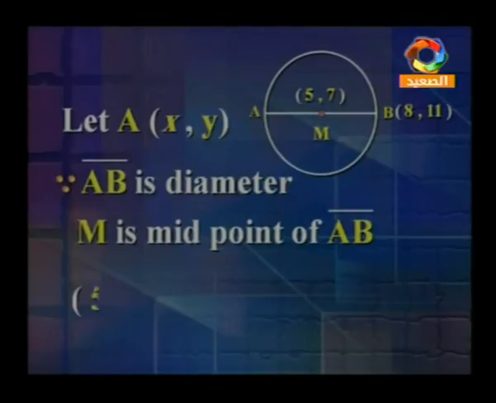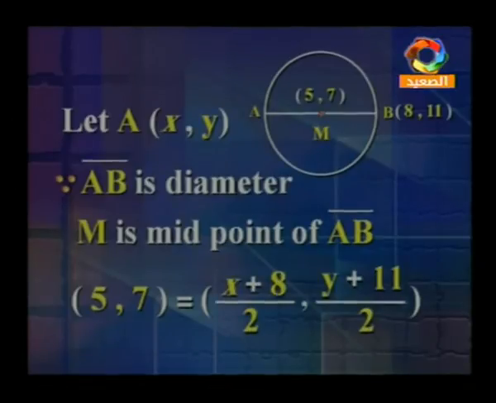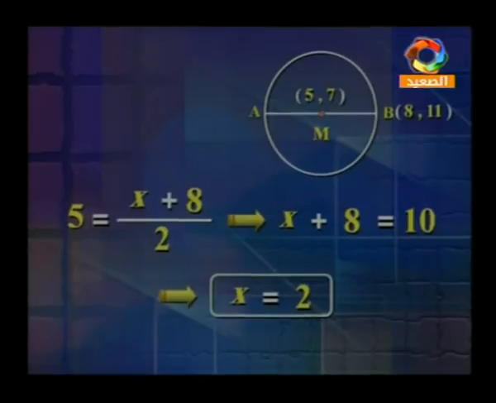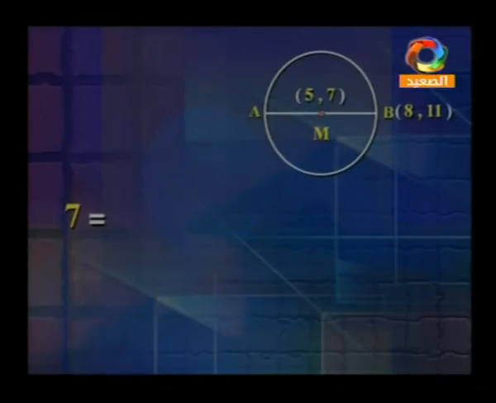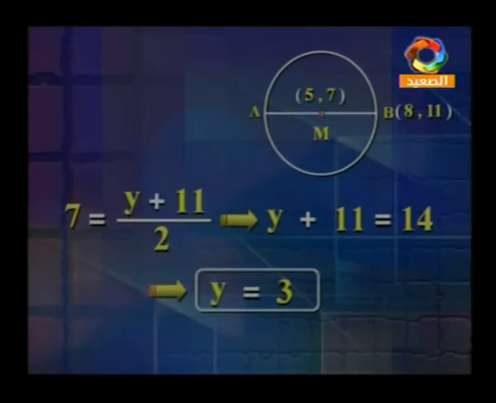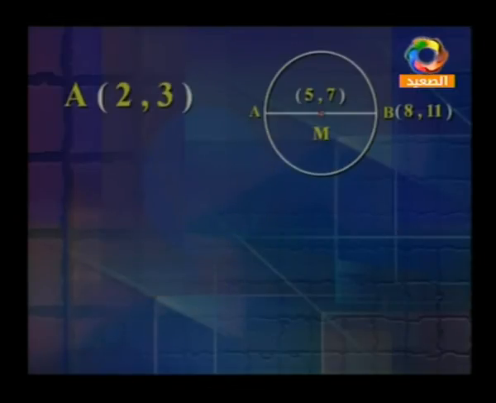In this case, we can say that (5, 7) equals (X plus 8 over 2, Y plus 11 over 2). Then the X coordinates are equal. So 5 equals X plus 8 over 2. In this case, X plus 8 will be equal to 10, and we can find the value of X as 2. To find the coordinate of Y, we know that 7 equals Y plus 11 over 2. By cross multiplication, Y plus 11 equals 14, and we can find Y as 3. In this case, A equals (2, 3).